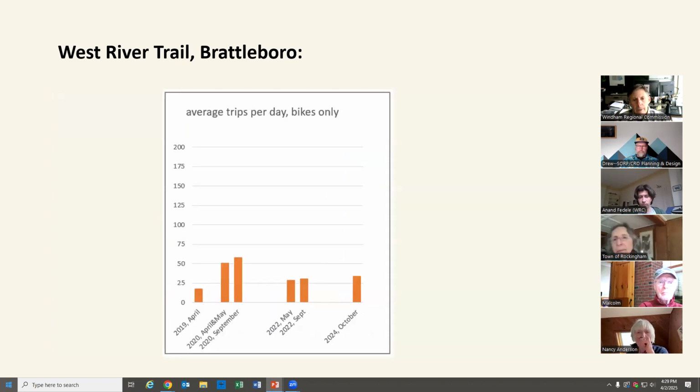Bicycle use obviously went up during COVID. It's gone down a little bit. We haven't done a lot of bike counts on the West River Trail. We certainly want to do more, but the bicycle use doesn't seem to follow the same trend of a doubling and staying at the same level, but it certainly is still more than pre-COVID.